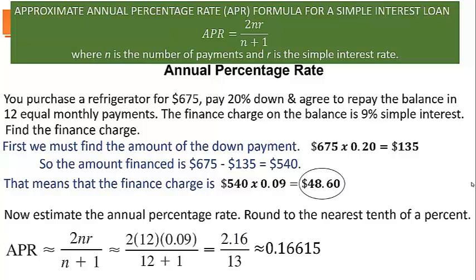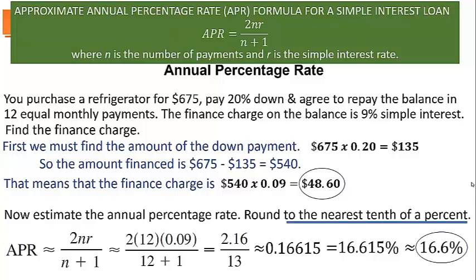0.16615. Now take several decimal places here, because you've got to change it to percent and then round it. Changing to a percent requires you to move the decimal place 2 places to the right. Now you're ready to round. If you don't take several decimal places, your rounding may be wrong. So I've gotten 16.615%. I'm going to round it back to the tenth place so that 6 stays, because the next digit is a 1. So to the nearest tenth of a percent, the estimated annual percentage rate is 16.6%.